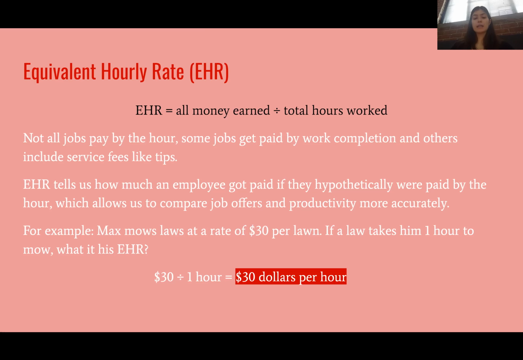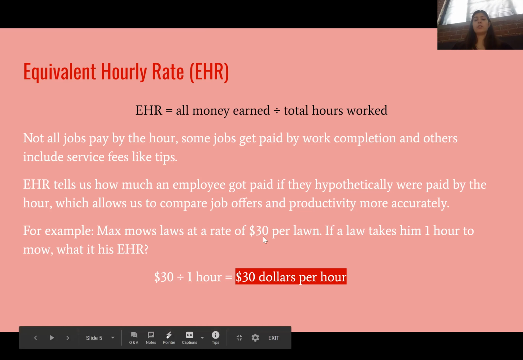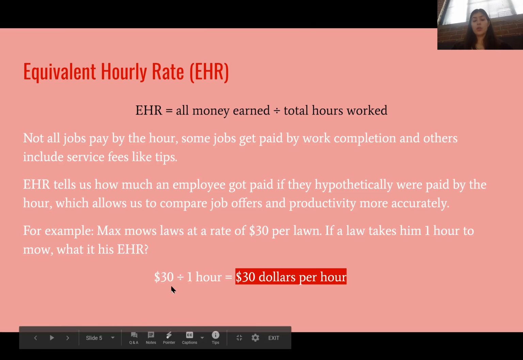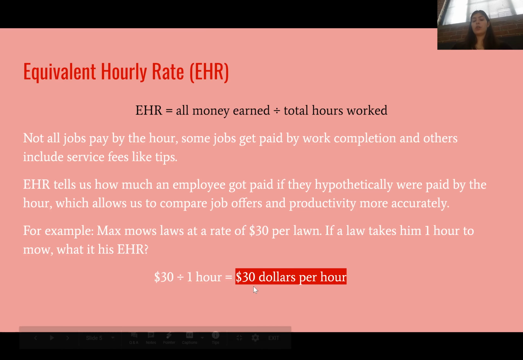So for example here, Max mows lawns at a rate of $30 per lawn. He doesn't get paid by the hour, he gets paid per lawn, right? So if a lawn takes him 1 hour to mow, what's his EHR? Well, we're going to take all of the money earned, and let's say he earned a tip or something, right? You could add that tip into all of the money earned. But in this case, he didn't earn a tip. He just earned that $30 per lawn, right? And then divide it by the hours he worked. Well, it says right here he worked for 1 hour. So $30 divided by 1 hour, right? That is going to be equal to $30 per hour.